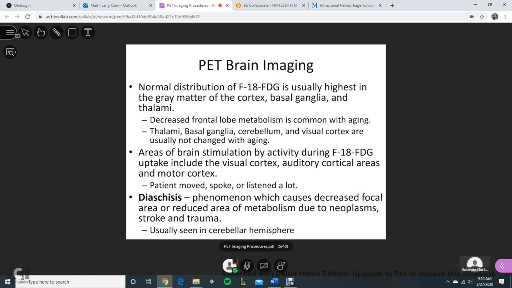So if the patient moves, or speaks, or listens to something a lot, you're going to see increased uptake at that time in that area. Diaschisis is a phenomenon which causes a decreased focal area and reduced metabolism due to neoplasm, stroke, and trauma. That's usually seen in the cerebral hemisphere.